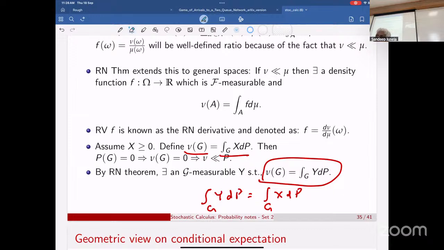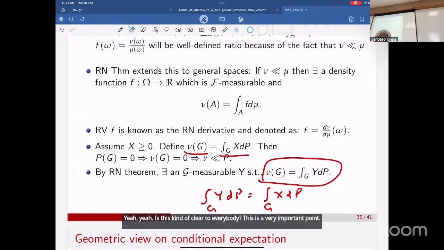So here's the question I have. What is stopping Y equal to X from always being true? Well, X is not G measurable. That's the only issue. Is this clear to everybody? This is a very important point.